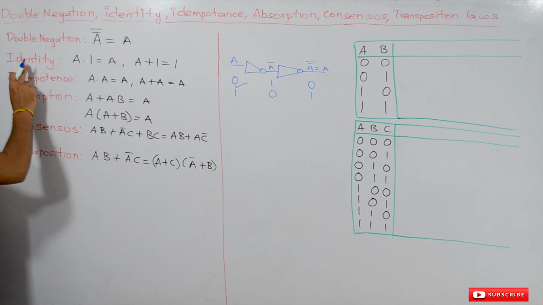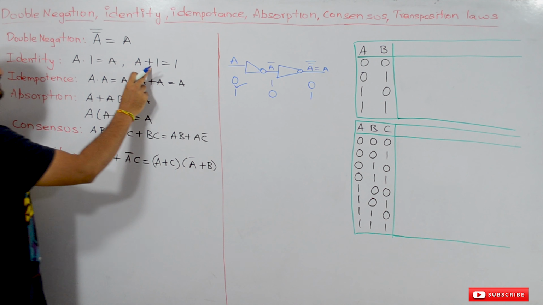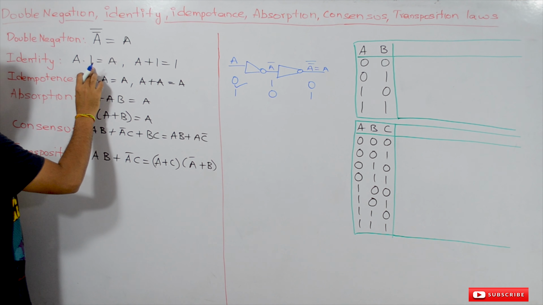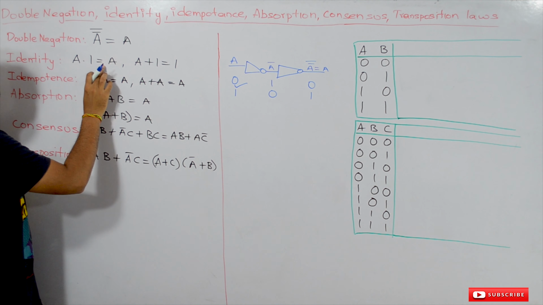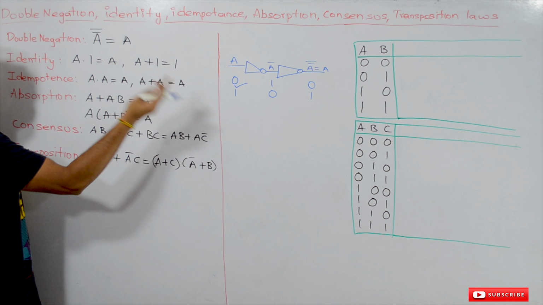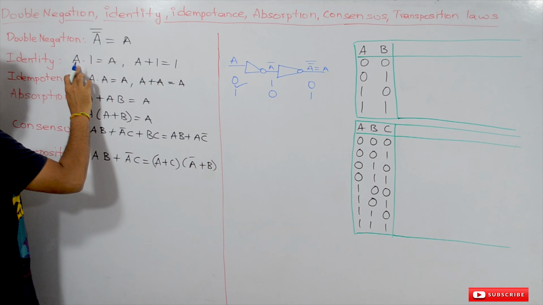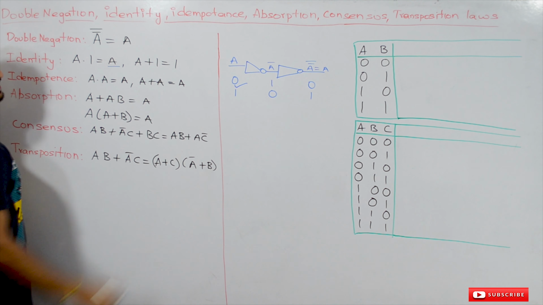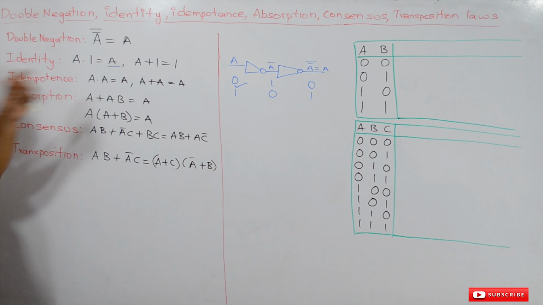Now coming to the identity law. These points were already discussed in our AND and OR laws. The identity law means a dot 1 is equal to a, so we are trying to understand what happens when anything is combined with 1. A dot 1 is equal to a, and similarly a plus 1 is equal to 1. The discussion was clearly made in our previous videos.